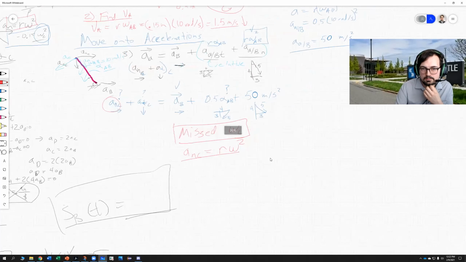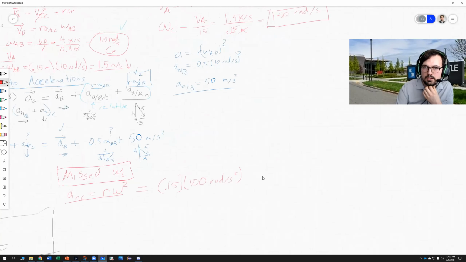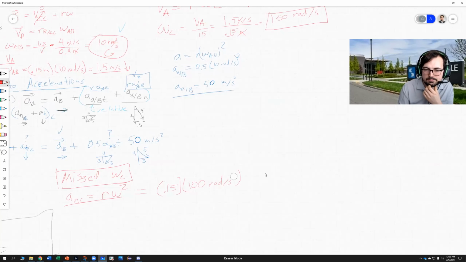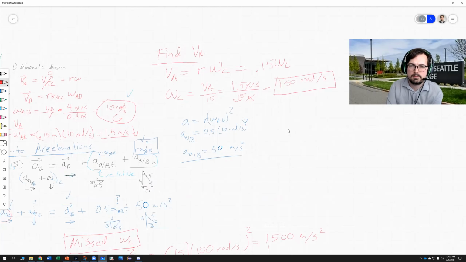What's my radius? Radius is 0.15. Omega, in this case, is 100 rads per second. Sorry, 100 rads per second. And then I'm squaring this. So squaring this twice, I've got 4 zeros. So this will be 1050, in this case, meters per second squared. Because this thing is rotating so quickly, oh, sorry, this should be 100, excuse me, 300.